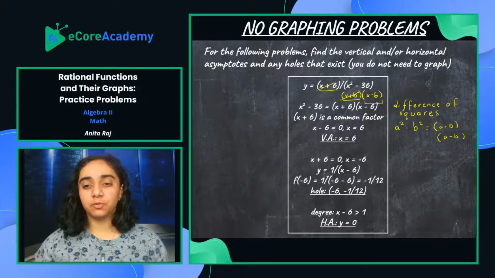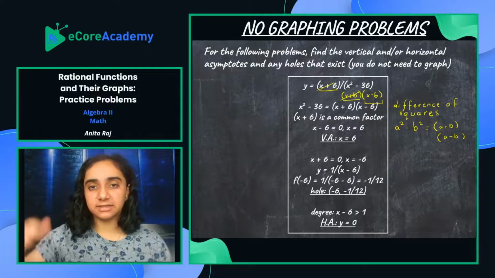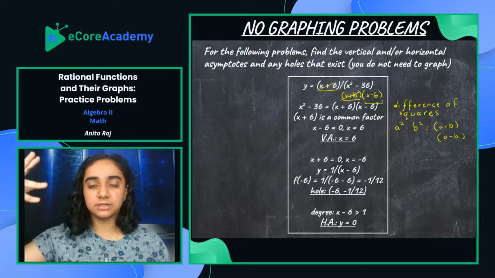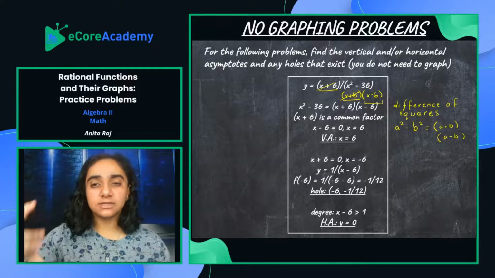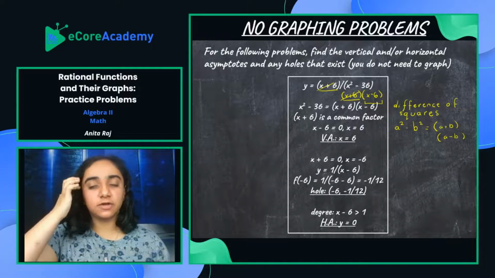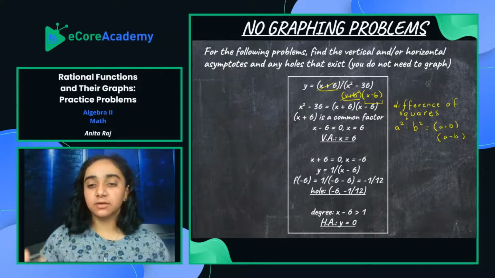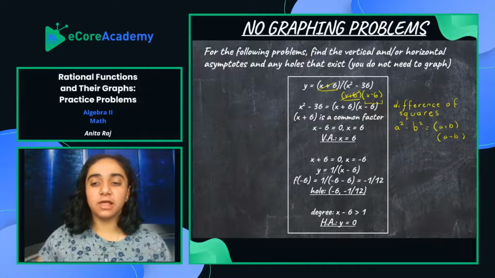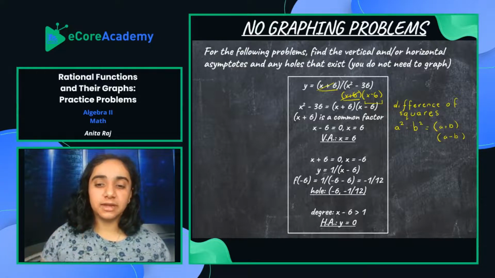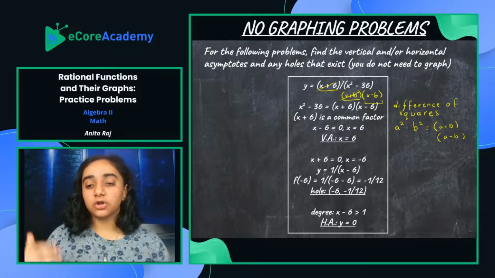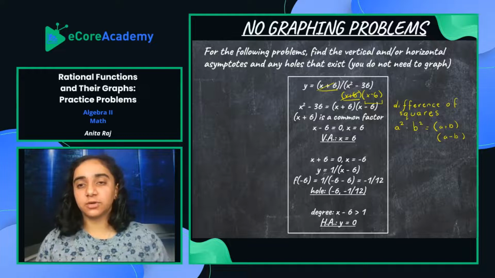We end up left with y equals 1 divided by x minus 6. The x minus 6 was our vertical asymptote that didn't cancel out with anything. Then we're going to plug the hole, which is negative 6, into our reduced function. So f of negative 6 equals 1 divided by negative 6 minus 6, which is negative 1 divided by 12. And our hole is going to be at the point negative 6, negative 1/12. Our degree, to find the horizontal asymptote, we're going to compare them.